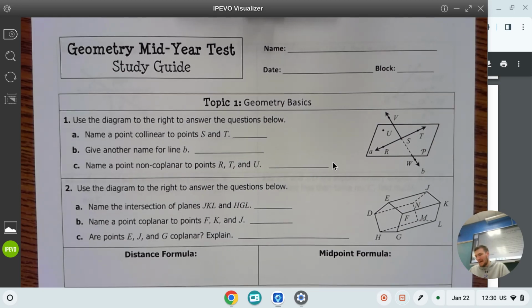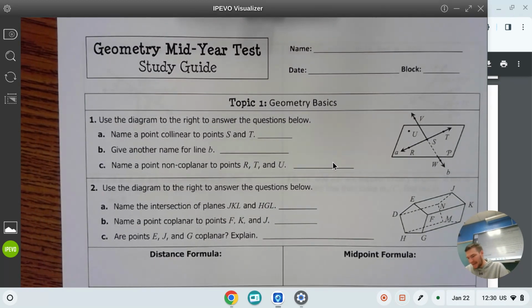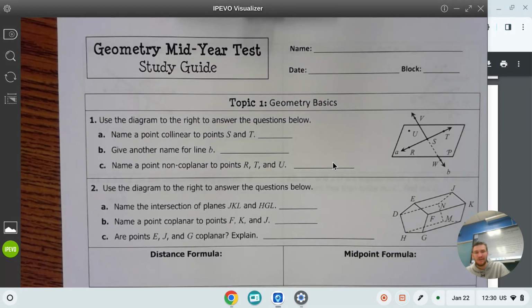All right, guys, we're going to knock out the geometry mid-year test review study guide exam review. It's got a whole bunch of stuff on here. Some of it hopefully seems pretty obvious, pretty comfortable. Some of it might be a total blast from the past. Let's just get into it.